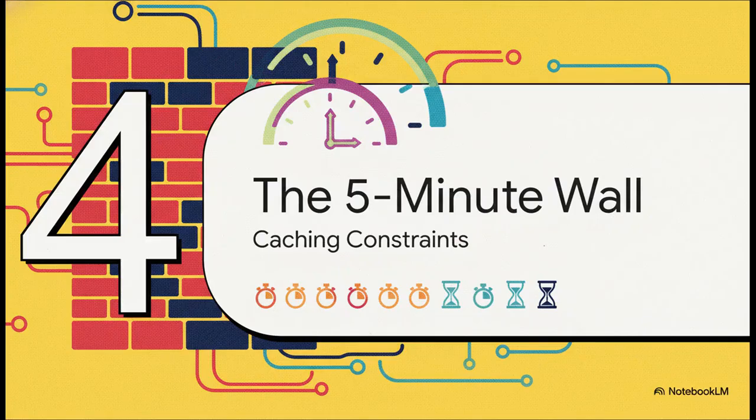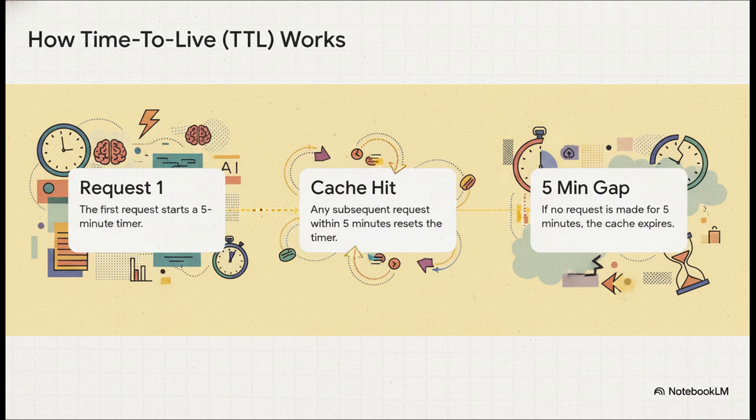Okay, I know this sounds amazing, but it is not a magic bullet. To use it effectively, you have to understand its primary constraint. And this is what I call the 5-minute wall. See, the cache isn't permanent. It has a time to live, or TTL.